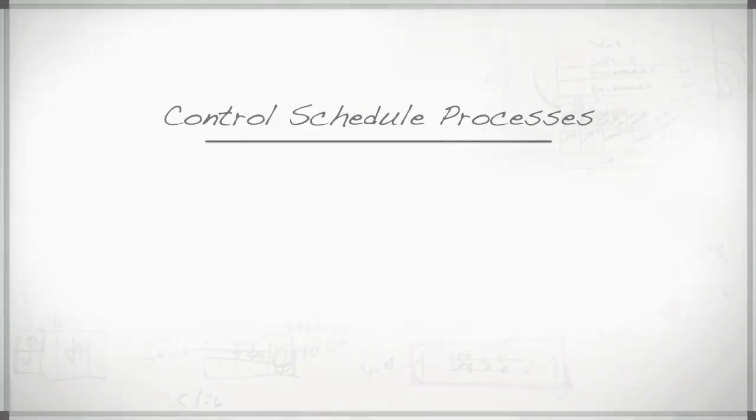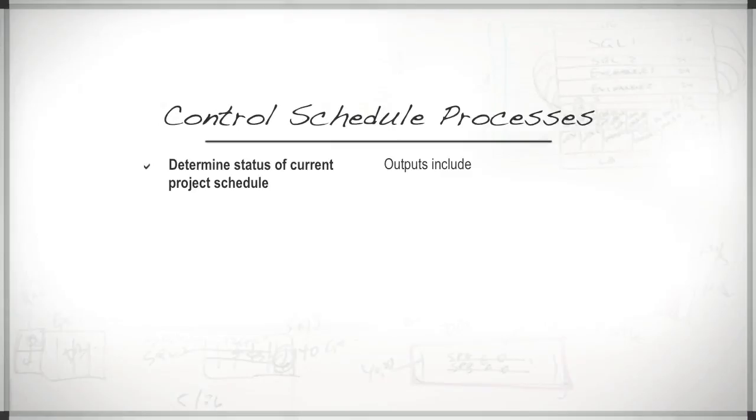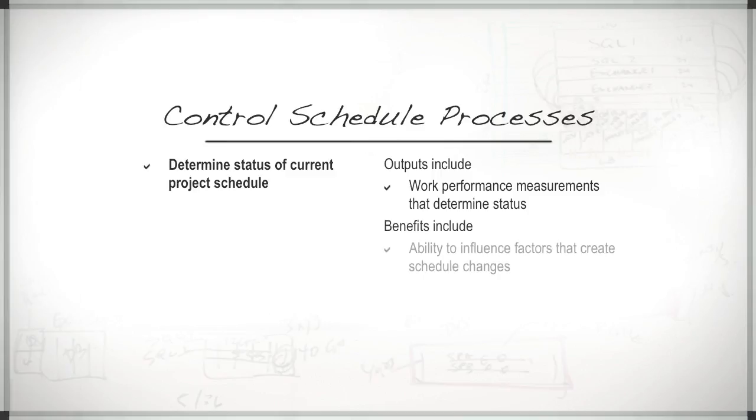The control schedule process monitors the status of project activities to provide progress updates and oversee changes to the schedule baseline. The control schedule process helps determine the status of the current project schedule. Outputs of the control schedule process include work performance measurements that are used to determine the status of project activities. Benefits include the ability to influence factors that can create a need for schedule changes.